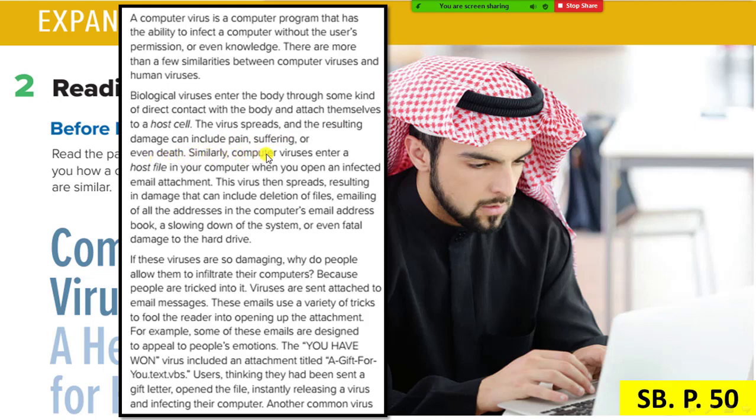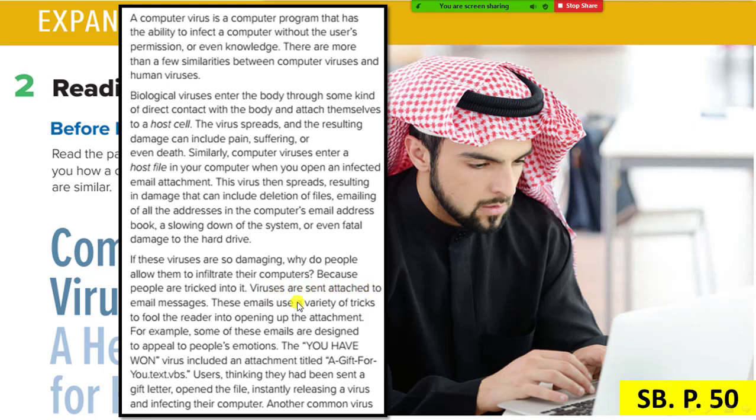Similarly, computer viruses enter a host file in your computer when you open an infected email attachment. This virus then spreads, resulting in damage that can include deletion of files, emailing of all the addresses in the computer's email address book, a slowing down of the system, or even fatal damage to the hard drive. If these viruses are so damaging, why do people allow them to infiltrate their computers? Because people are tricked into it.